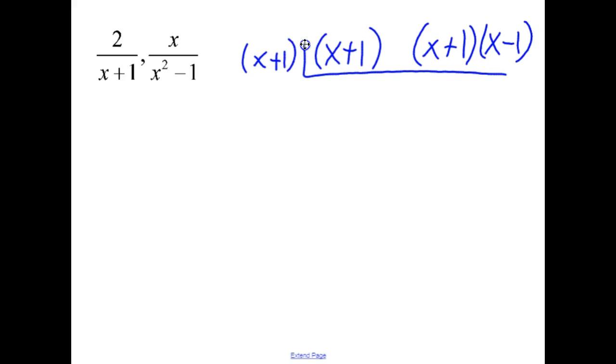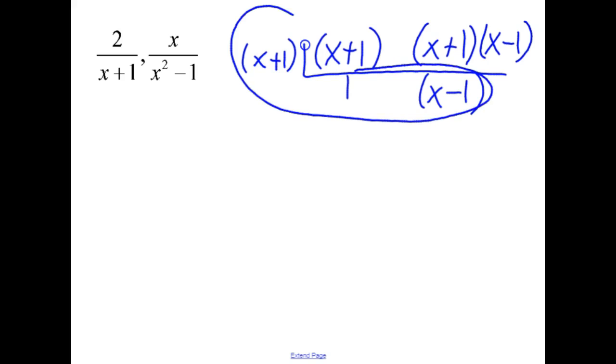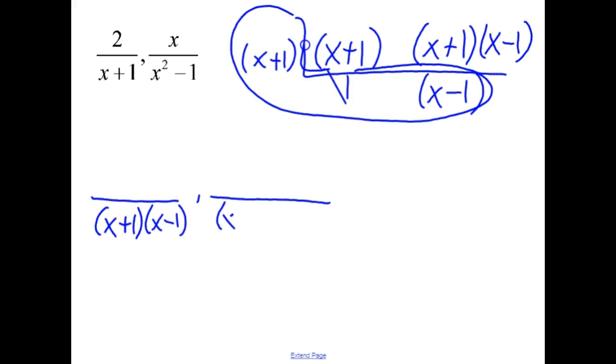So x plus 1 divided by x plus 1 is 1, and x plus 1 times x minus 1. If we factor out that x plus 1, we have an x minus 1. So here's your common denominator, x plus 1 times x minus 1. And we're just going to leave it like that. We're not going to multiply it back together. So draw your fractions. X plus 1, x minus 1 is what we decided on for our denominator.